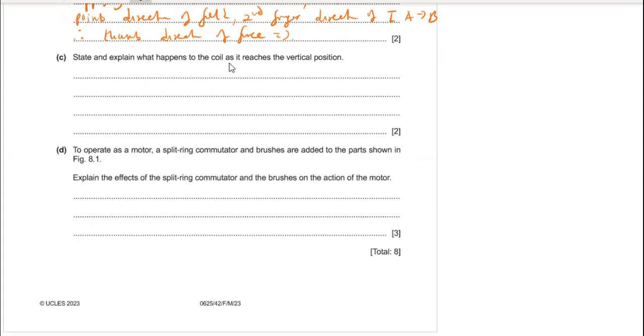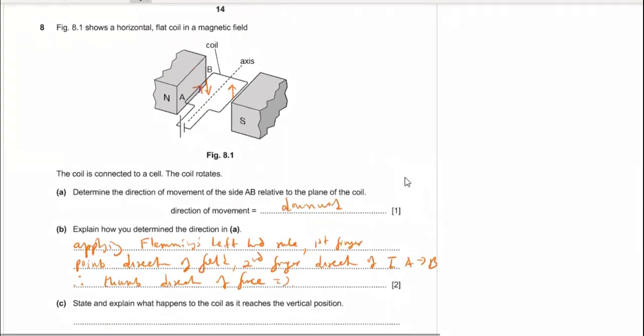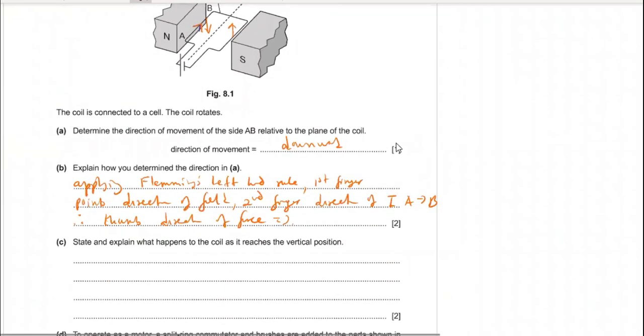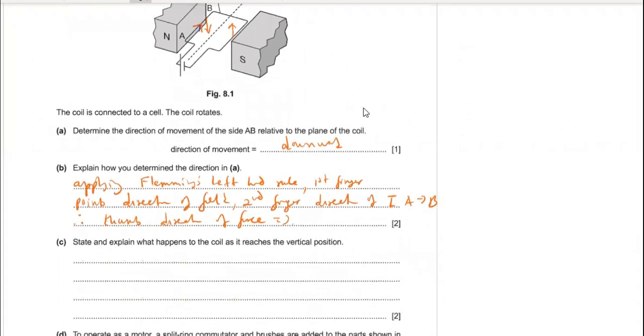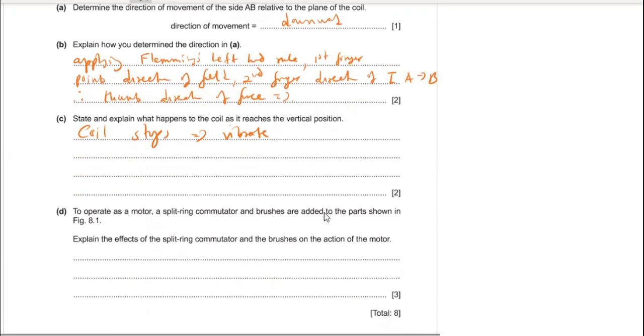State and explain what happens to the coil as it reaches the vertical position. So at the vertical position, remember, for it to move to the vertical position, there was current flowing through it. Now when it reaches the top, if it moves forward, the changing direction of the current will be in the same direction. There is no split ring in this particular diagram. So therefore, the coil will stop. The coil stops and tends to vibrate, moving forward and backward, because there is no change of direction of the current.